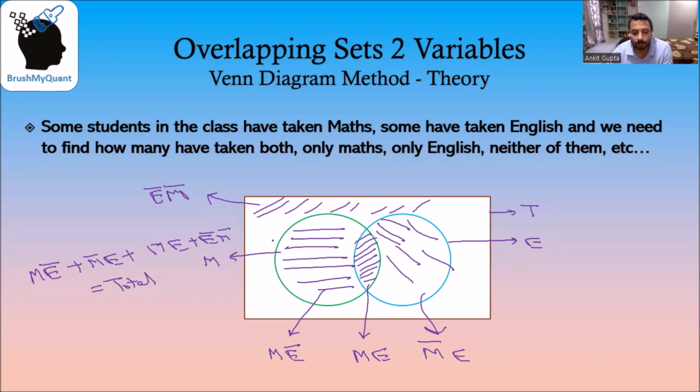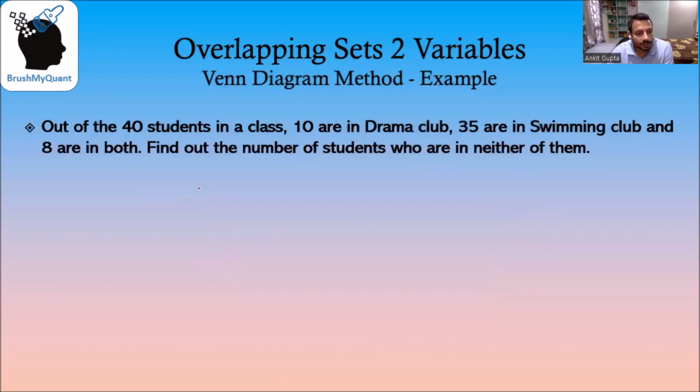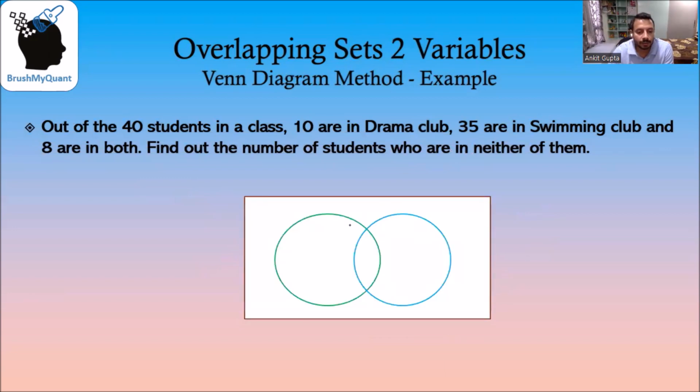So let's see how we can solve a problem using this. So the same problem, out of the 40 students in the class, 10 are in drama, 35 in swimming. So let's draw the Venn diagram like this. Let's say this is drama and this is swimming. Now there are total 40 students, so that means this total is 40. 10 are in drama, that means that entire green circle is equal to 10. 35 are in swimming, that means this entire blue circle is 35, and 8 are in both of them, that means this becomes 8.